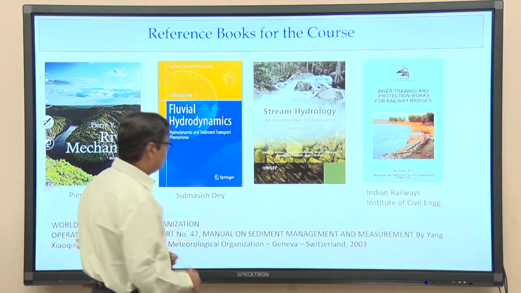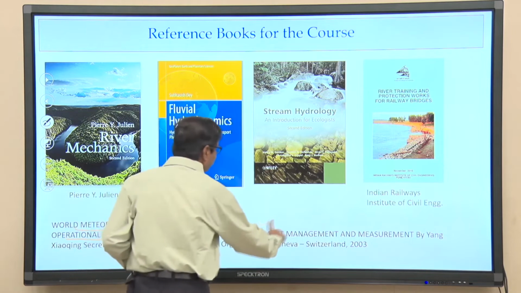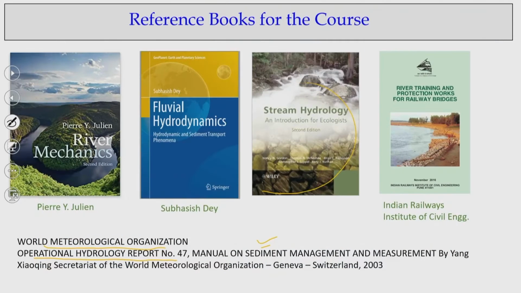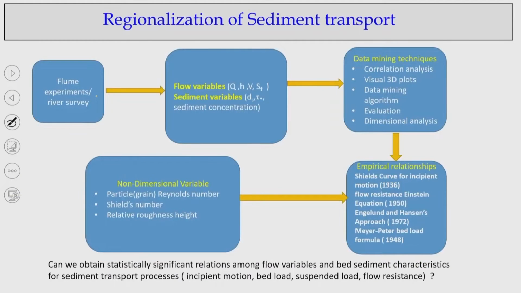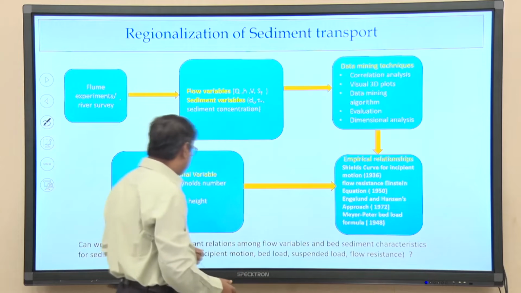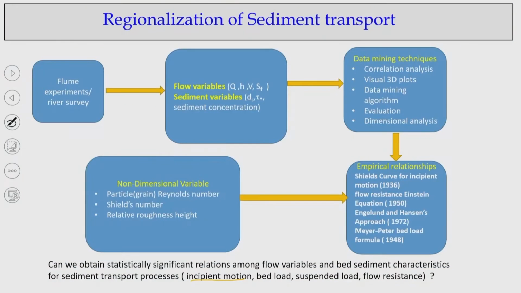That is what we will be following in this chapter exclusively, as well as this book and the river mechanics books, that emphasize what we will do. Let us understand the basic concepts when we talk about sediment transport mechanisms, like incipient motion, the bed load, the suspended load, then the flow resistance in alluvial rivers. What are the basic concepts?